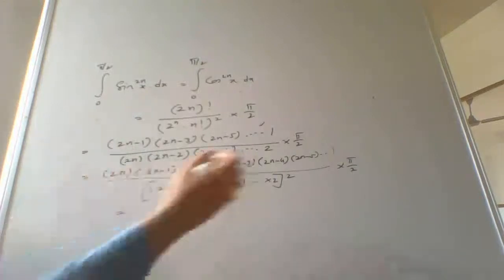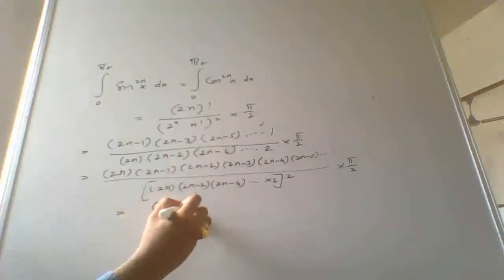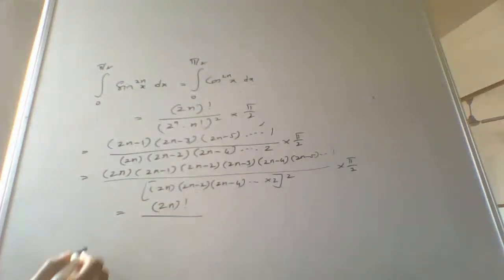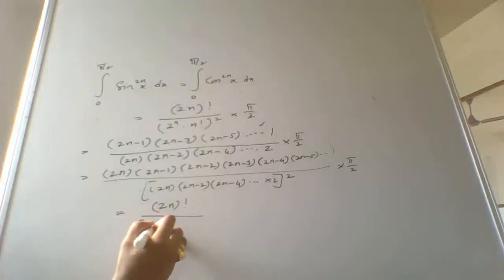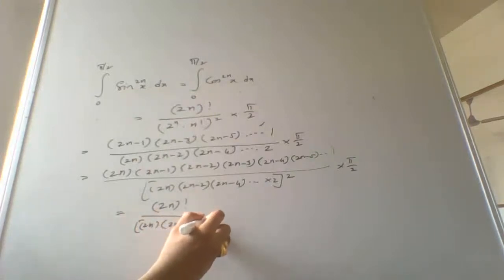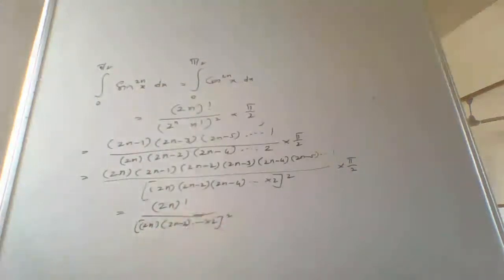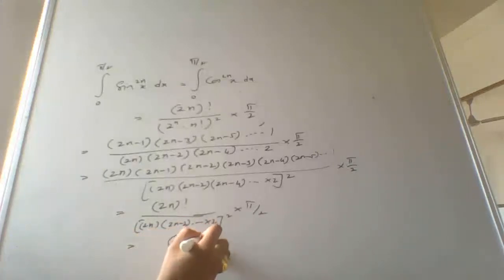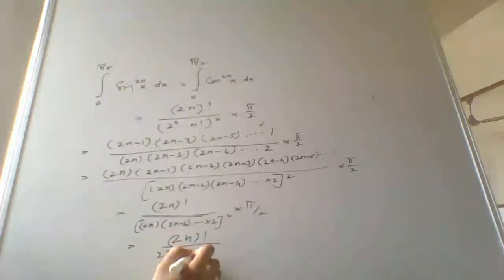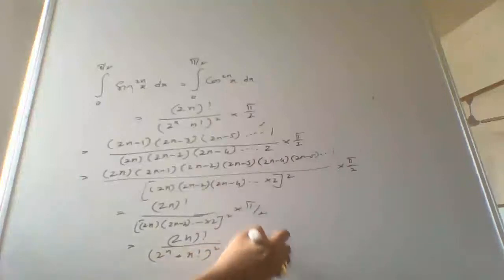So this whole thing I can write as 2n factorial, and the denominator is 2n, 2n minus 2 into 2 whole square. If you remove 2n outside, that would lead to the result, which is 2n factorial divided by 2 to the power of n into n factorial whole square into pi by 2. That is the final result.